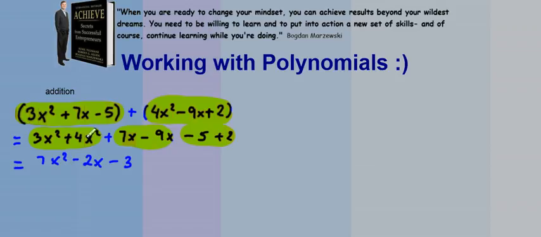So 3x squared and positive 4x squared. The total is 7x squared. 7x and negative 9x together, when you combine, the result is negative 2x. And negative 5 with 2, negative 3. I hope this makes sense.